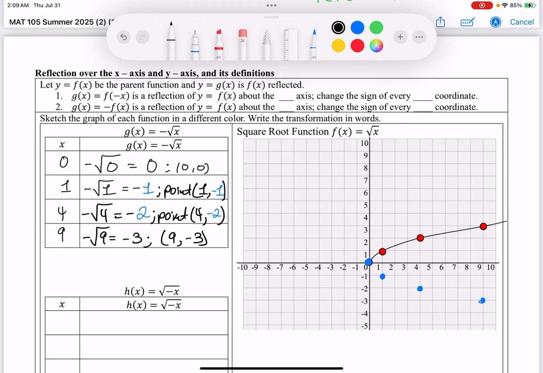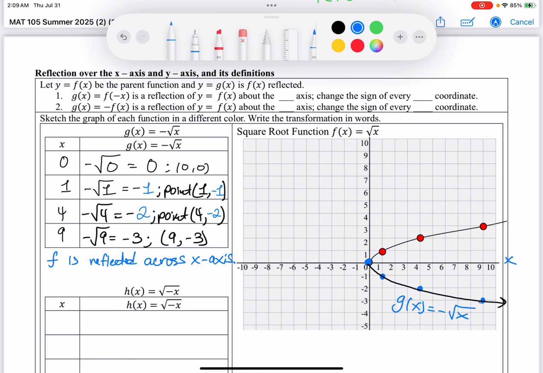And we're going to sketch that function. And that is the function g of x equals negative square root of x. And as we can see, that is a reflection across the x-axis. So f is reflected across, can't spell across, x-axis.